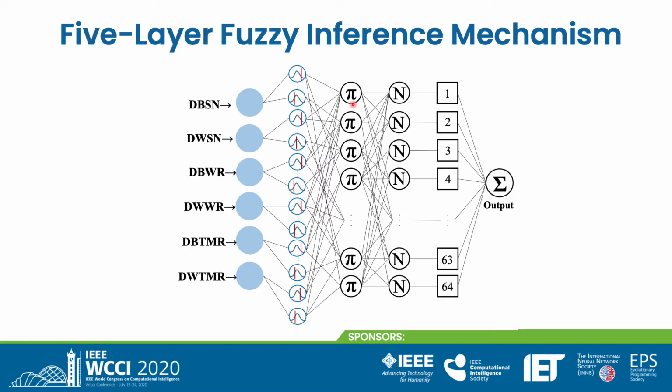This is our 5-layer fuzzy inference mechanism, including the fuzzification layer, rule layer, normalized layer, inference layer, and defuzzification layer. In these computations, we implement ANFIS using the PyTorch framework. PyTorch is an open-source deep learning platform for Python.